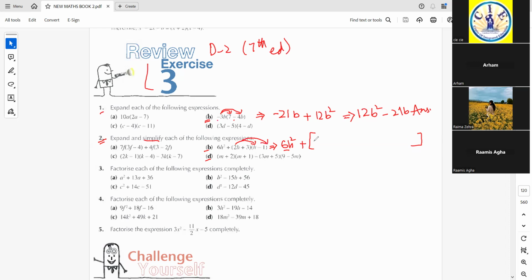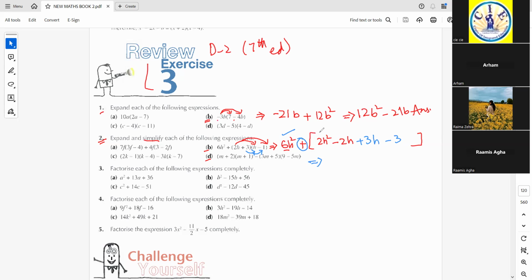So 2h times h, that would give me 2h square, and then 2h times negative 1, that is going to be negative 2h. And then now I'm going to multiply 3 with h and 3 with negative 1. So 3 times h is positive 3h, and positive 3 times negative 1 is negative 3. So now we open the bracket. You see there is a positive sign before this bracket. So the terms inside the bracket are not going to have a change of sign. So the signs would be the same.